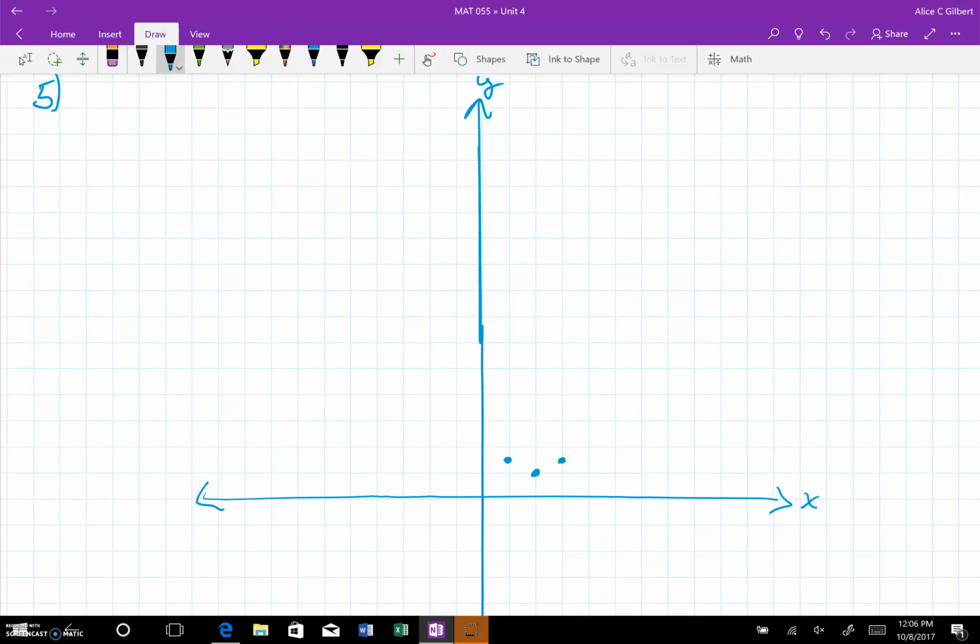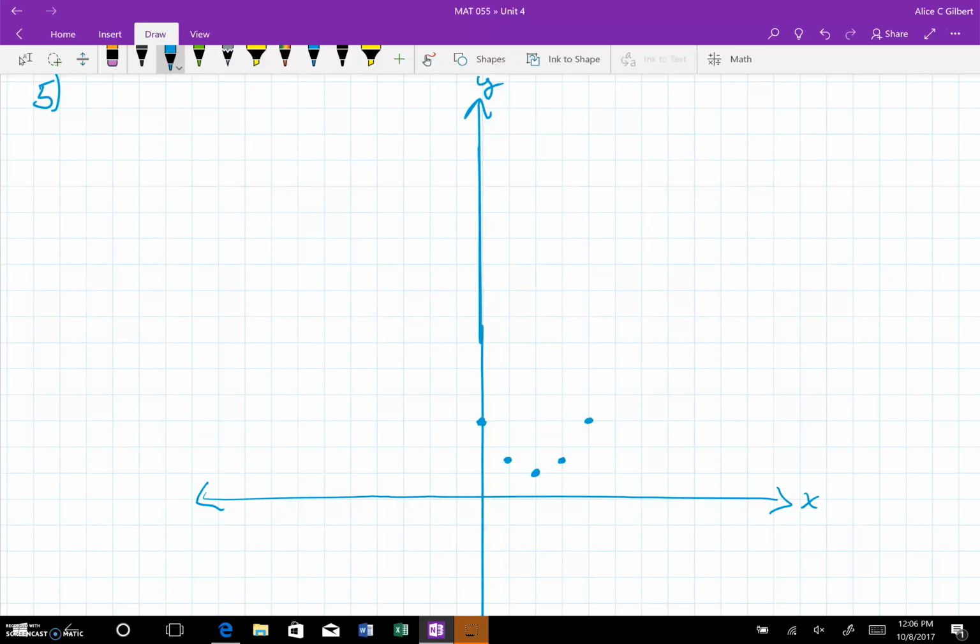In the parent graph for the quadratic equation, normally I go to the right 2 and up 4, but this time I have to divide that 4 by 2. So I'm going to go to the right 2 and up 2. 1, 2. Then I'm going to go to the left 2 and up 2 for the same reason.